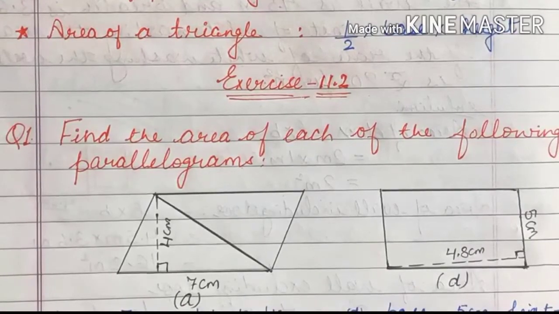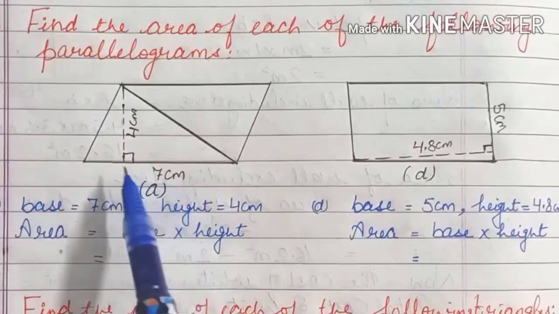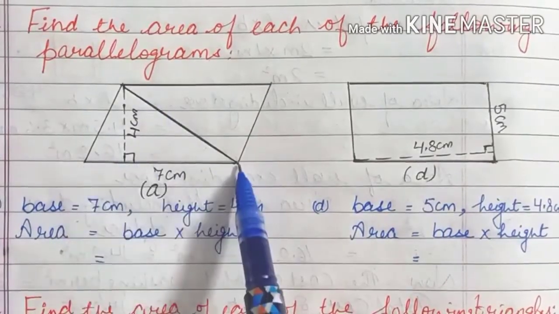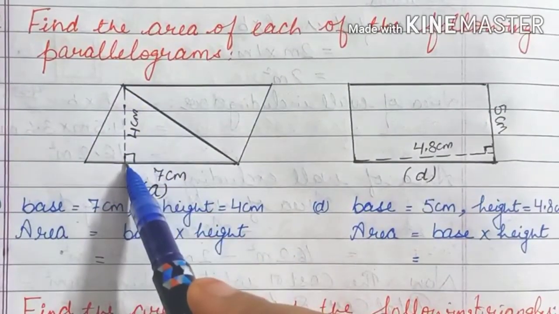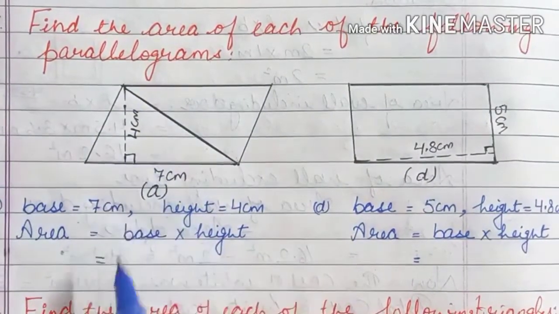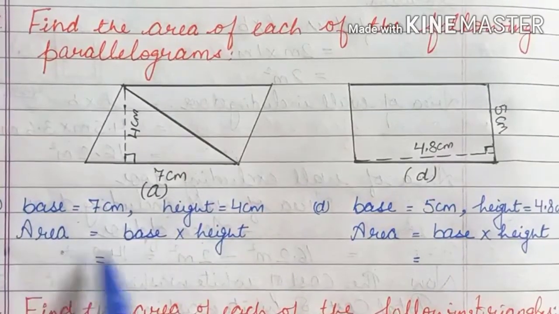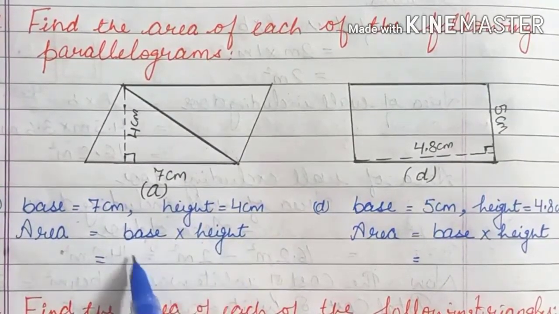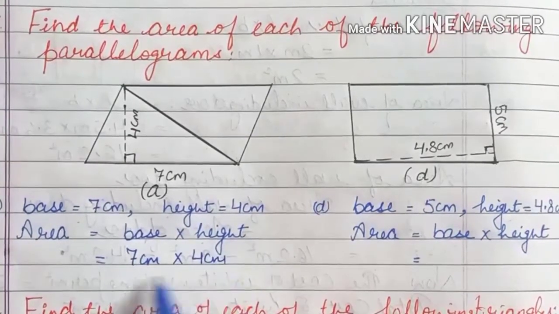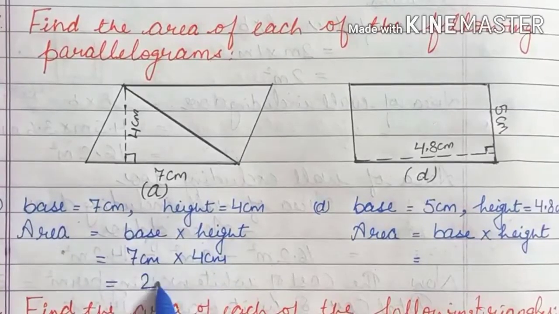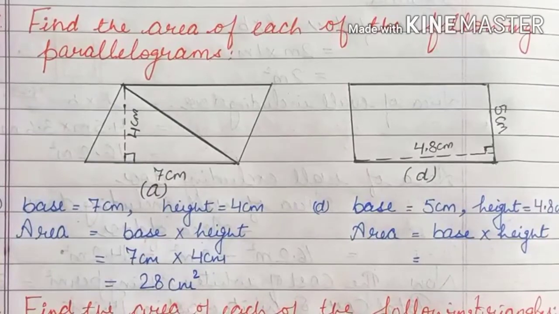Let's see first part of question number 1. Here 7 centimeter is the base and 4 centimeter is its corresponding height. So area is base multiply height. Base is 7 centimeter and height is 4 centimeter, so we will multiply, and 28 centimeter square is the area of this parallelogram.